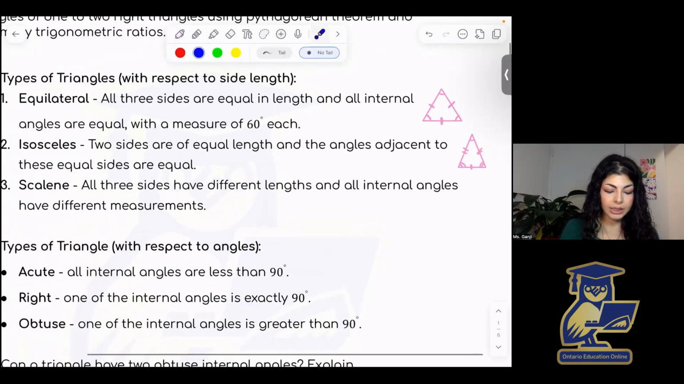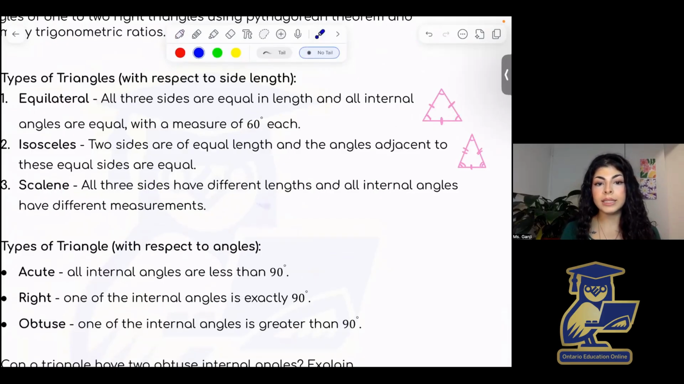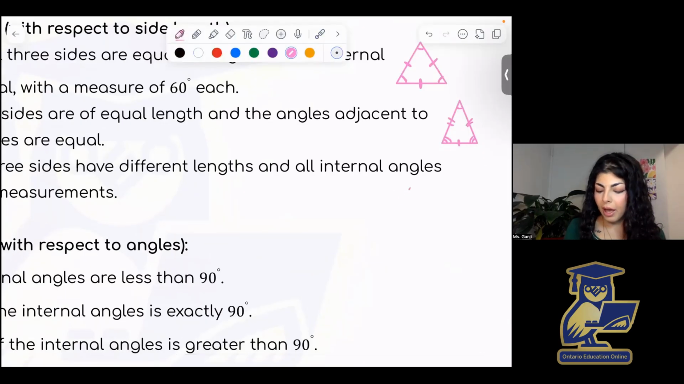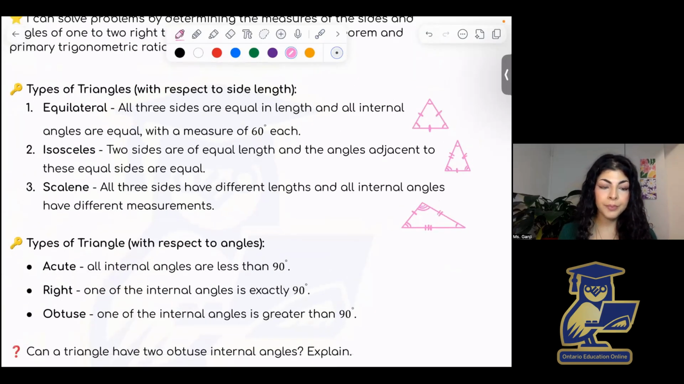And finally, we have a scalene triangle, which has all sides of different lengths, and all the internal angles will be different. Consider something like this, and we show that this has one side length, this has another, and all three sides are different. And same with the angles, typically you match the ones that are opposite. So these are 2 and this one will be 3. So all of these 3 angles will be different.